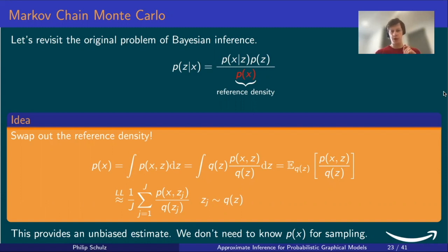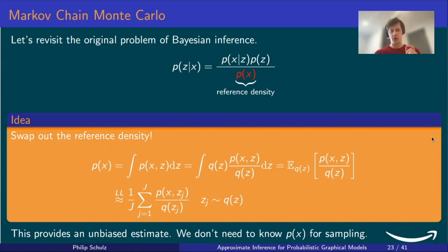However, we can't just introduce that new density as a reference density. What we actually have to do is we multiply the joint density P(x,z) by 1, where 1 here comes in the disguise of Q(z) over Q(z). And what that gives us is an expectation over this ratio P(x,z) over Q(z). And just as we did with variational inference, we're going to approximate this expectation using Monte Carlo, so sampling.